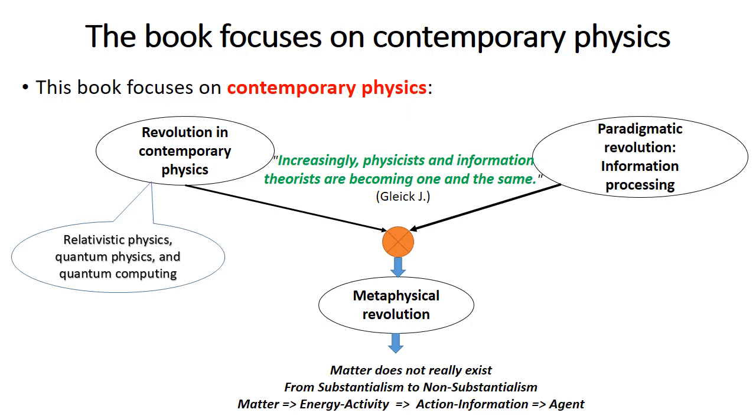Let us now consider the content of the book. Science proclaims materialism is dead. This book deals with contemporary physics, the revolution in contemporary physics on the one hand, and the epistemological revolution, namely the development of the information processing paradigm and the joining of the two, on the other. As Gleick points out, physicists and information theorists are increasingly becoming one. Indeed, the merging of the two revolutions took place during the 20th century and continues to this day.